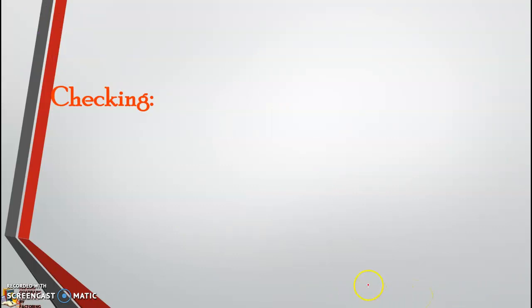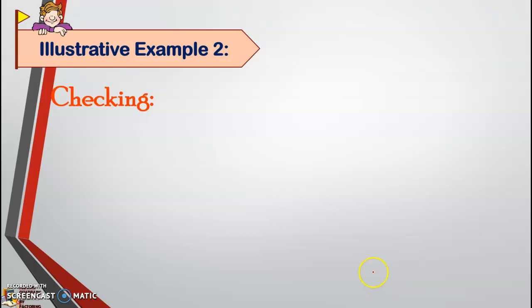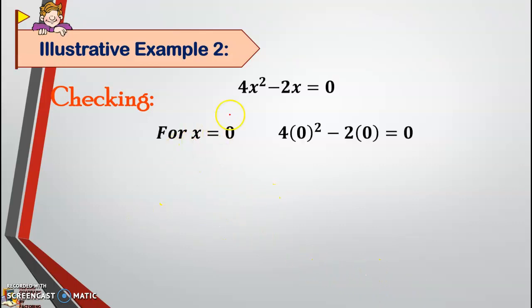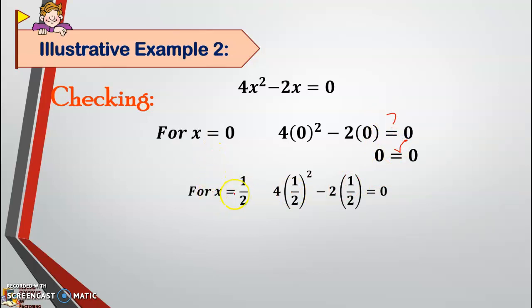Checking is, again, similar to what we did in the first example: we substitute the values. So for x equal to 0, if you substitute zeros for x, 4 times 0 squared minus 2 times 0, that is just equal to 0. And for the next value, x equal to 1/2, 4 times 1/2 squared minus 2 times 1/2, basically cancel the 2 here. Then this one is 4 times 1/2, which is cancelled again, which gives us 1 minus 1, right? Equal to 0, or 0 equal to 0.